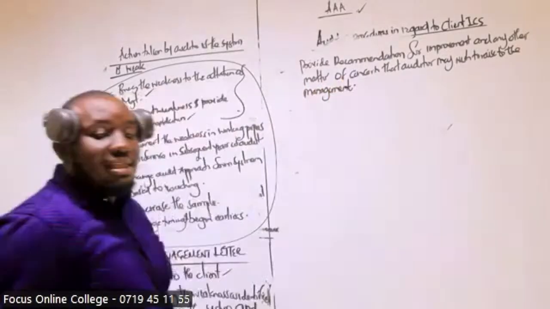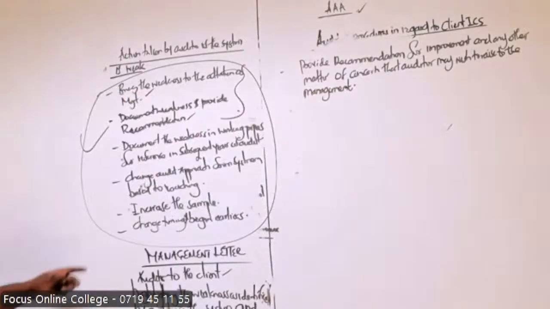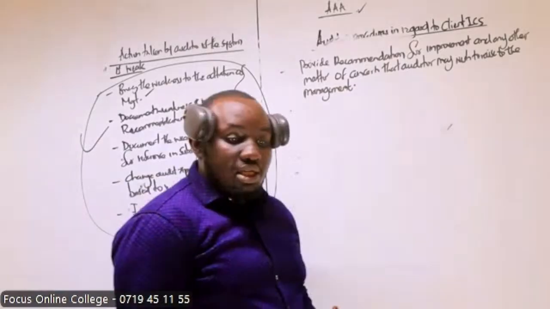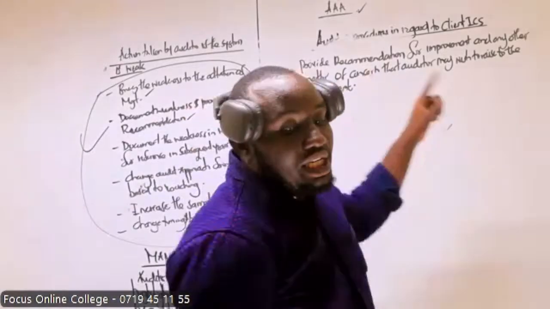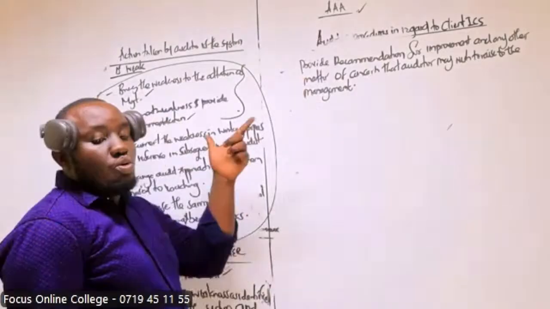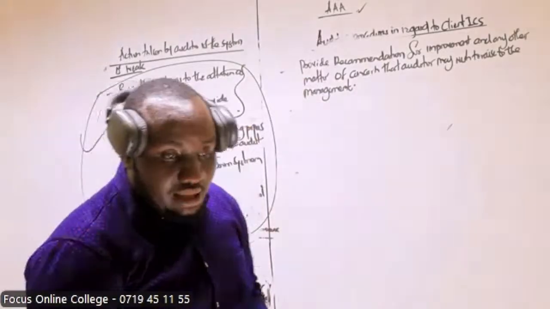That is what's called a management letter. It is from the auditor to the management or the client, highlighting weaknesses in the system of the client, and at the same time providing recommendations. But we've added any other matter that an auditor basically wishes to raise to the management. Are we together?